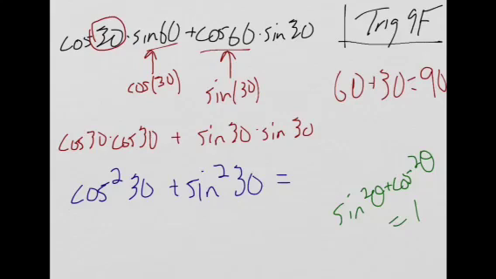addition. So this is really just another way of writing this, but with a 30 instead of a theta. So I know that it's the Pythagorean identity, and it just gives me a value of 1.